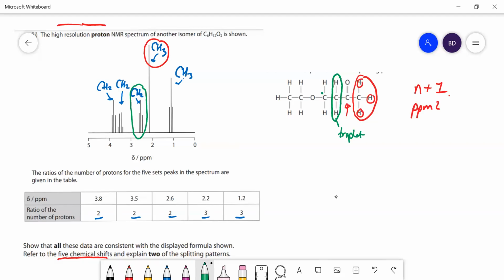Right, let's have a look at that one. So this one here, that's also going to be a triplet, because the green ones are splitting it into a triplet, 2 carbons on the hydrogen there. And being next to that oxygen is going to give it a ppm of about 4, just below 4 there. There we go.